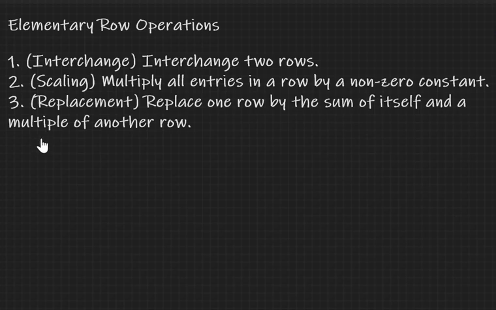It means that we can take any non-zero constant, multiply it with any row, and then add that row into the other row. So we can replace that row by another row which is the sum of itself and a multiple of another row. Let's try to understand how we can work out these three elementary row operations by taking one example.